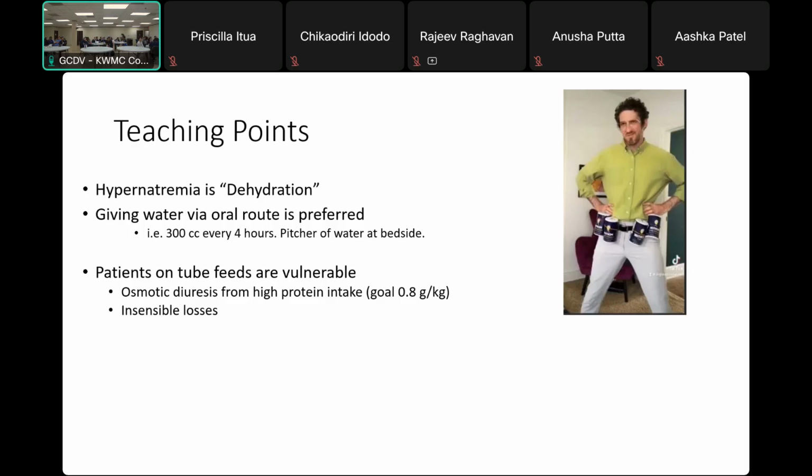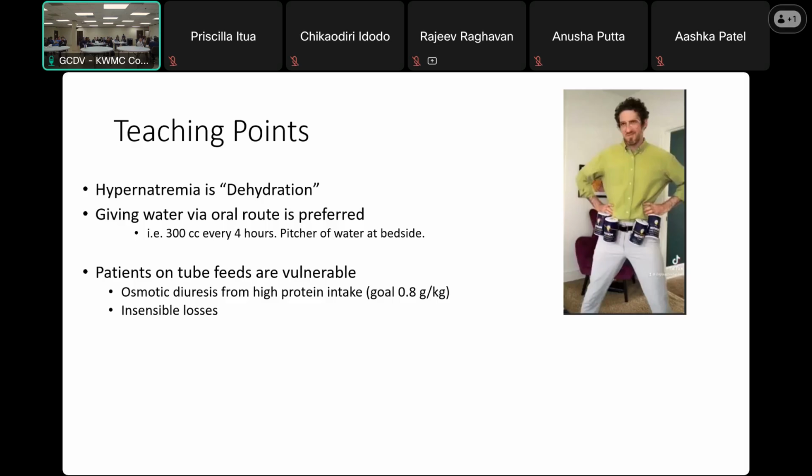Again, we always jump to IV D5 water, and certainly in a case like this, someone who has a stroke and doesn't have a feeding tube, giving it IV is the only thing you can do. But in a patient who is able to drink water on their own, always think about giving it just orally. You can give the same amount as you see here, 300 every 4 hours. Basically, within 12 hours, you're going to get 1 liter of water by mouth. That's the same as they're probably going to give over an IV at 100 an hour. But just keep in mind that giving it orally is always better for everything.